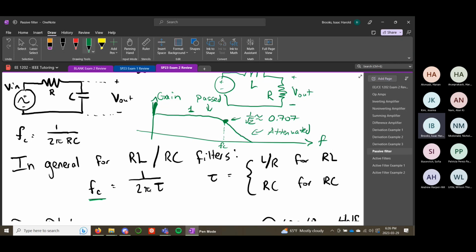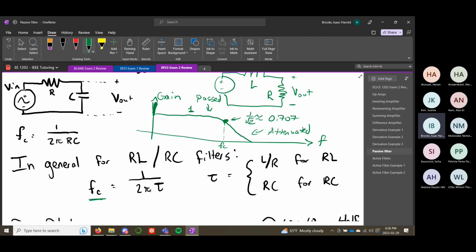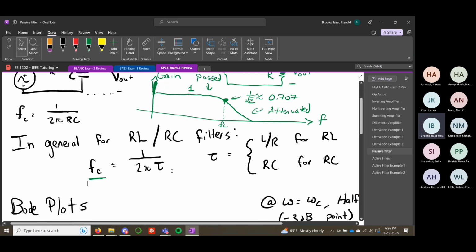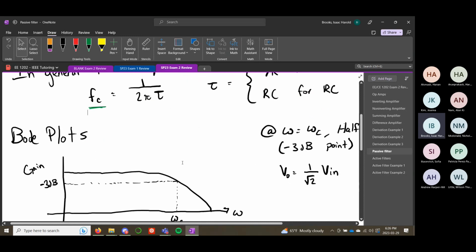But I think for this exam, we're going to be more focused on active filters. So I don't think you really need to know all these passive filter things. There's going to be a certain number of op-amp configurations that we'll talk about, and those we'll talk about the cutoff frequency for each of those. But this is just, for your information, RL and RC circuits cutoff frequencies.